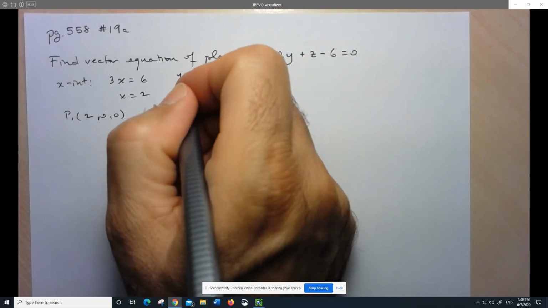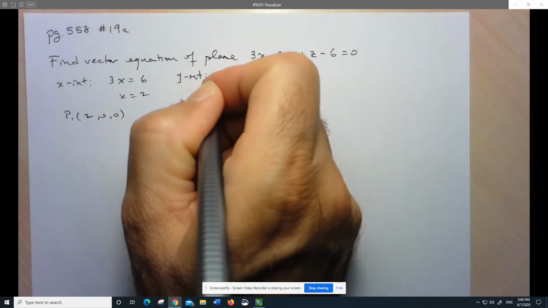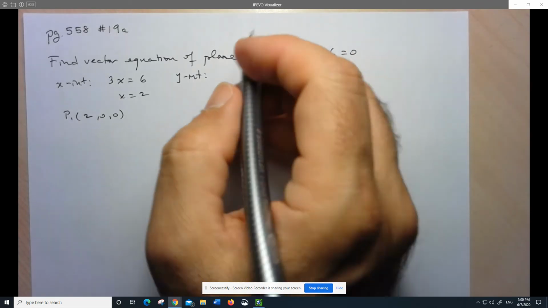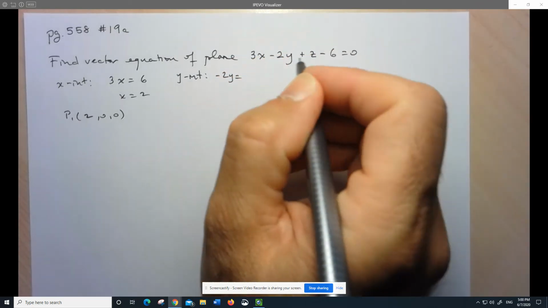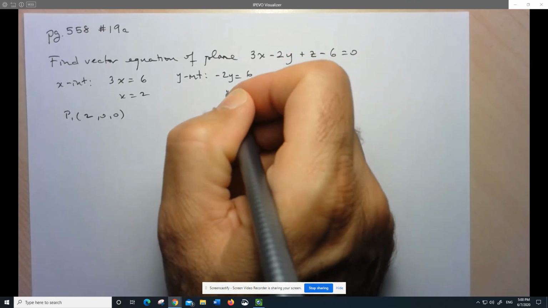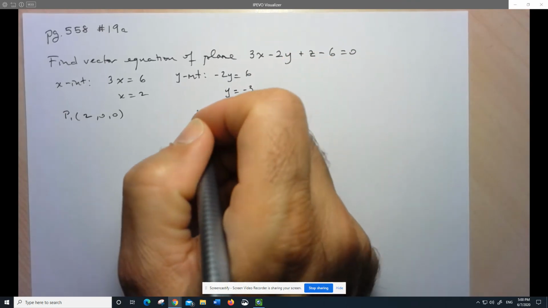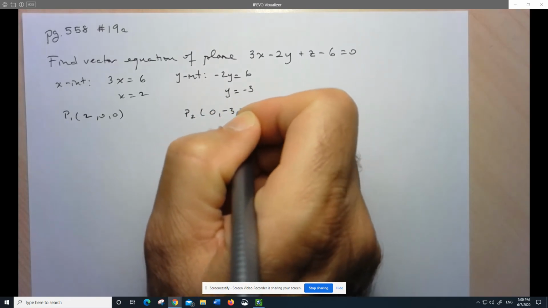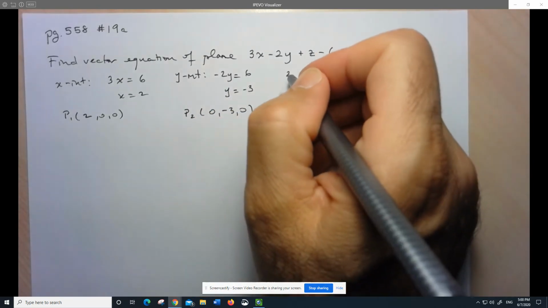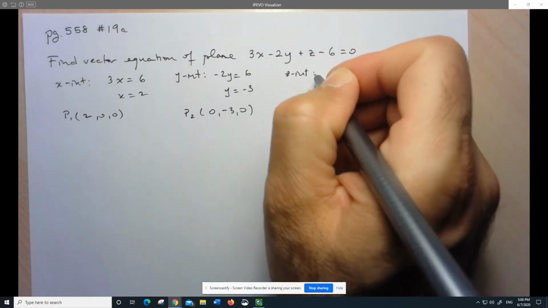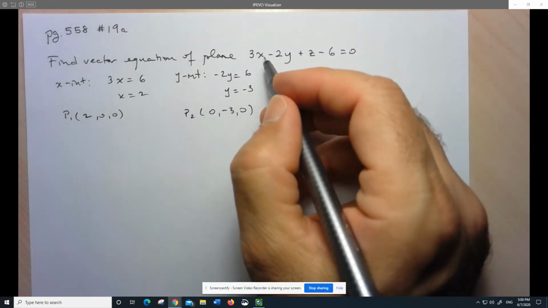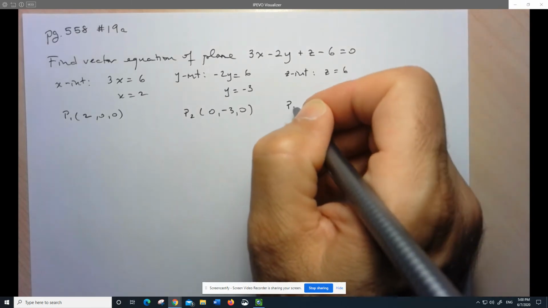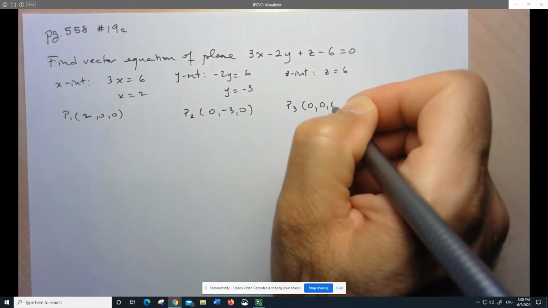Then I'm going to do the same thing with y and z. Let me find the y-intercept. Let's make x and z equal to 0. So I have negative 2y is equal to, again bringing the 6 to the other side, so y is equal to negative 3. My second point is (0, -3, 0). And lastly, my z-intercept, the easiest one of them all, because if I make x and y equal to 0, I just have that z is equal to 6. So my third point is (0, 0, 6).